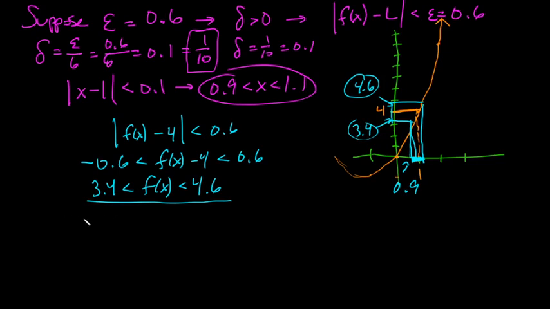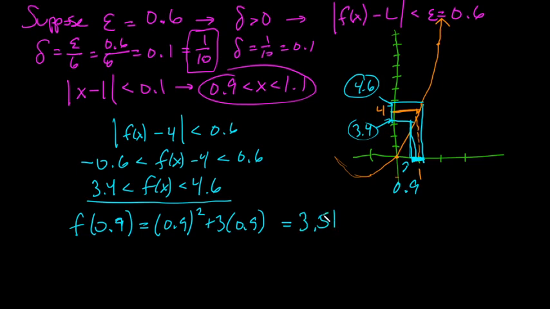Let's check that. If I plug in 0.9 into the function, remember the function was x squared plus 3x. So 0.9 squared plus 3 times 0.9, and I get 3.51, which is bigger than 3.4. So we are within that band. So that makes sense.